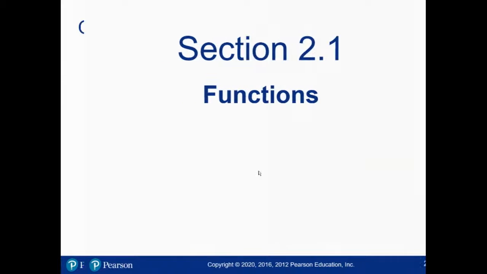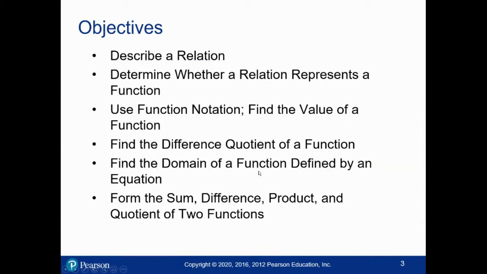Okay, so Section 2.1 is just about functions. Our main objectives here are to describe what a relation is. This is a technical term that's related to what a function is, how to determine whether a relation is a function, and what function notation is. We're also going to do a specific computation involving functions called a difference quotient, which is related to calculus. This is pre-calculus after all. Discuss what the domain of a function is and how to compute sums, differences, products, and quotients of two functions.